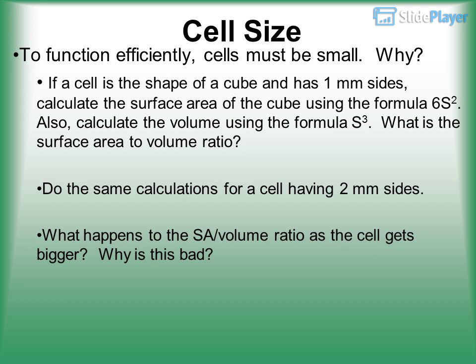Do the same calculations for a cell having 2 mm sides. What happens to the surface area to volume ratio as the cell gets bigger? Why is this bad?